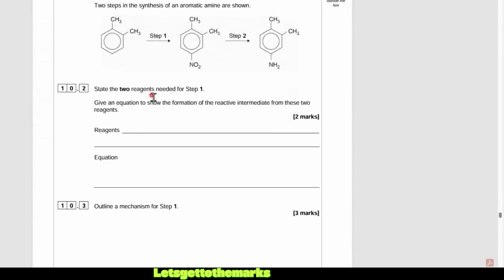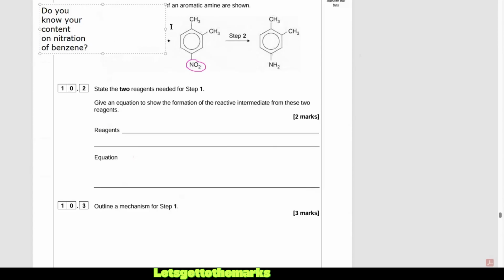2 steps in the synthesis of an aromatic amine are shown. So we've got 1,2-dimethylbenzene. State the reagents needed for step 1. Give an equation to show the formation of the reactive intermediate for these 2 reagents. So we look at the reactive intermediate. Do you know your nitration of benzene content? If you struggle with this question, you need to make revision cards on the nitration of benzene. So essentially, we want to know what 2 things are needed to form NO2+, because that is our electrophile.